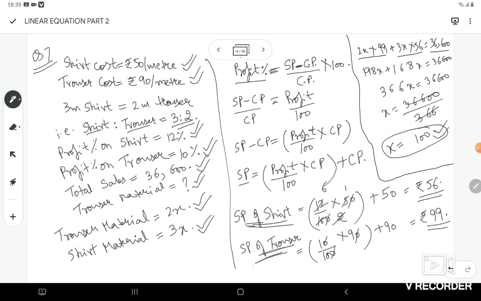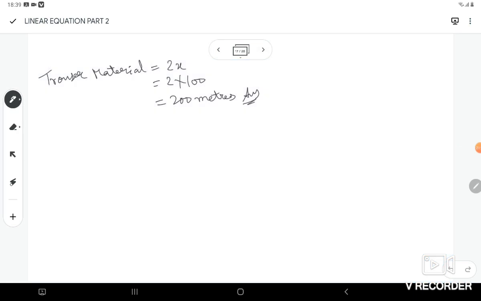Now we are asked to find the trouser material and we have got the value of x. So trouser material is equal to 2x. So trouser material would be equal to 2 into 100, that is equal to 200 meters.